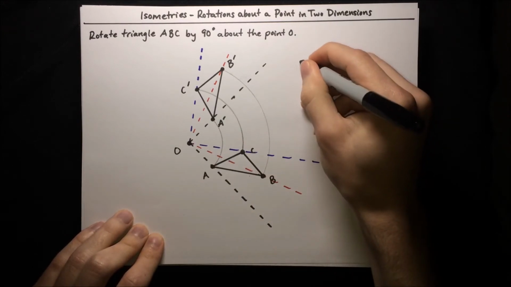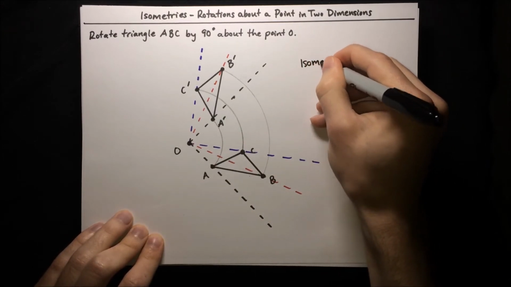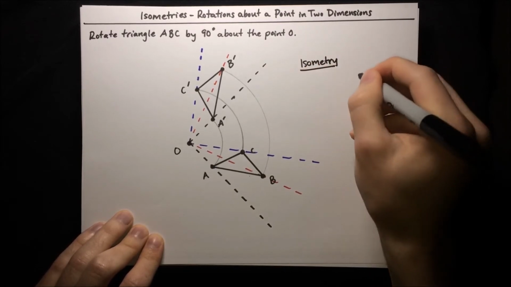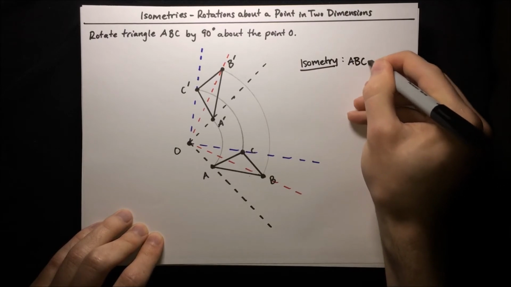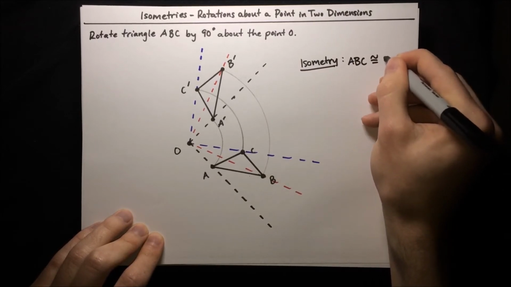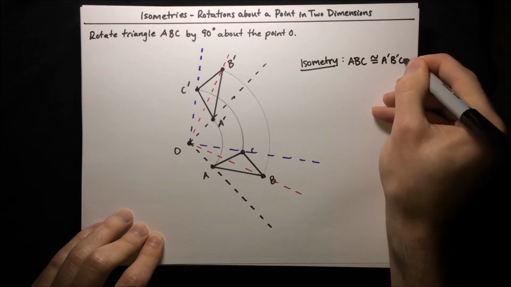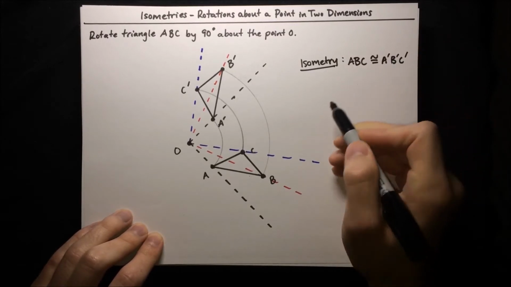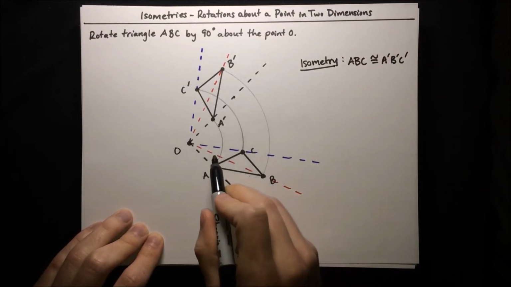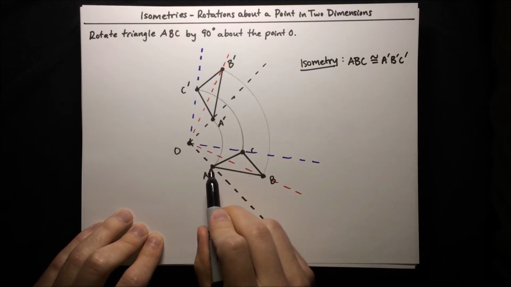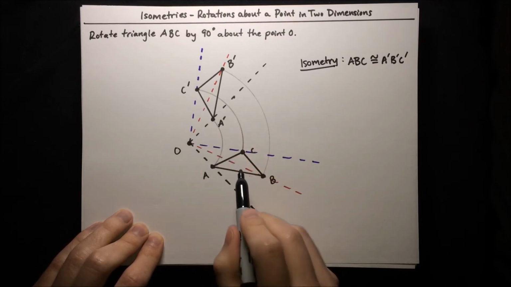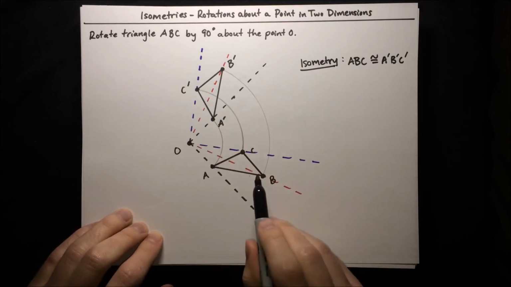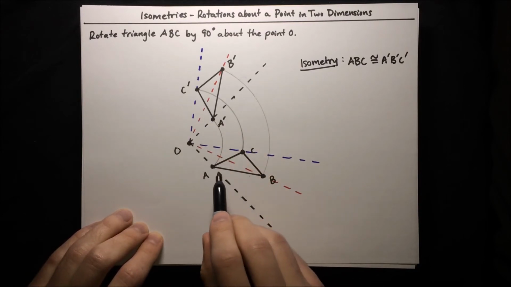And this is an isometry, which just means that the two triangles are congruent. Triangle ABC is congruent to triangle A prime, B prime, C prime. The only thing that changed here was where the points were located, but the distances and directions of the points relative to each other stayed the same. The shape is still the same, it's just shifted a little bit. So it's really just the same shape, just the points are moved a little bit.